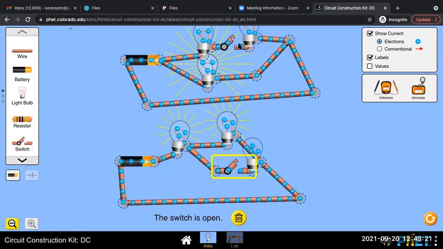So I'd like to start with the top circuit. What do you think is going to happen to the brightness of the currently illuminated bulb if that switch is closed and current can flow through the top path? So it's an ideal battery. The bulbs work like ideal resistors. Ideal wires. What would happen if we allow current to flow through the top path as well? What's going to happen to the bulb?